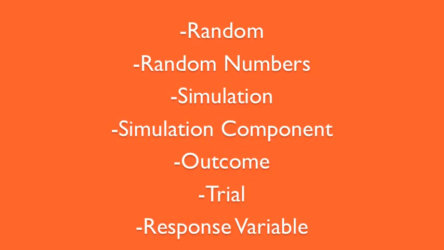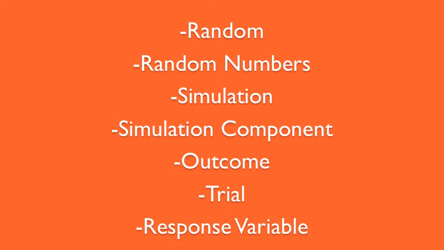After watching my introductory video for Chapter 11, you should be able to identify the following vocabulary words: random, random numbers, simulation, simulation component, outcome, trial, and response variable.